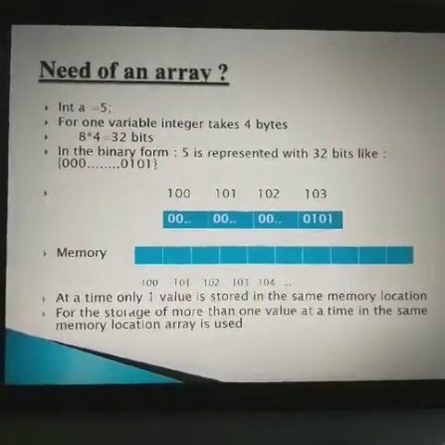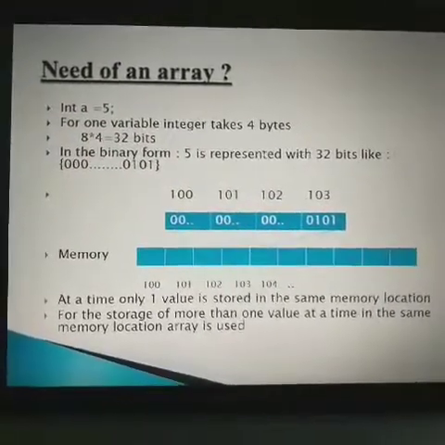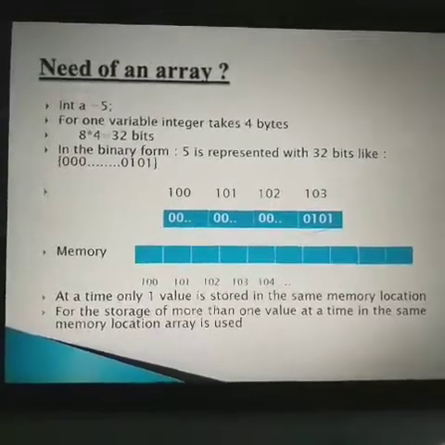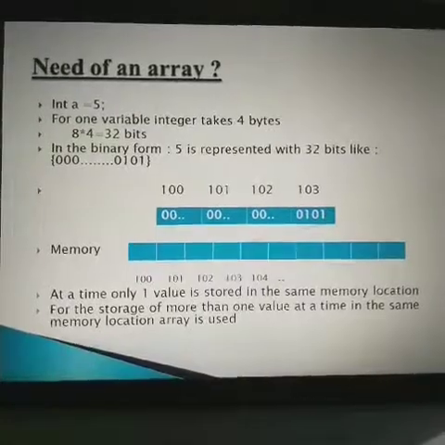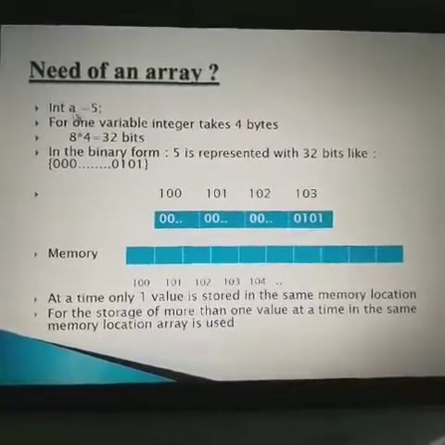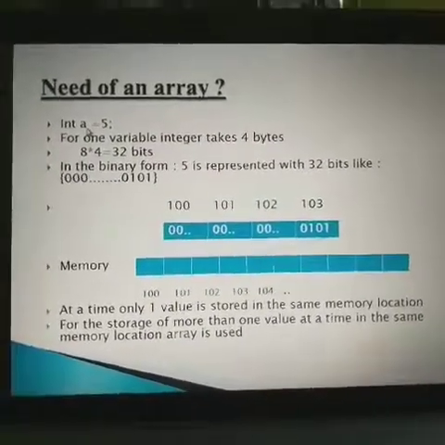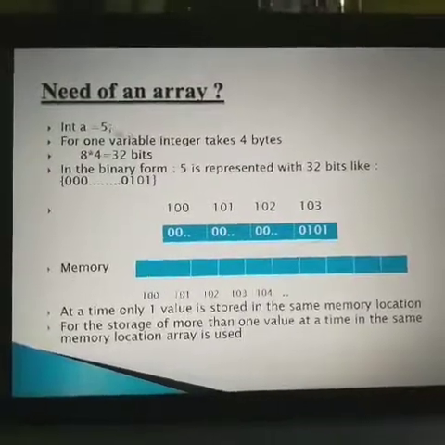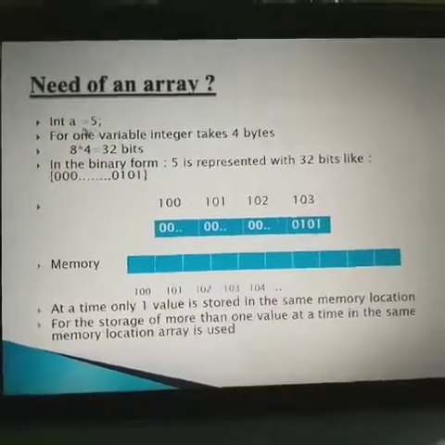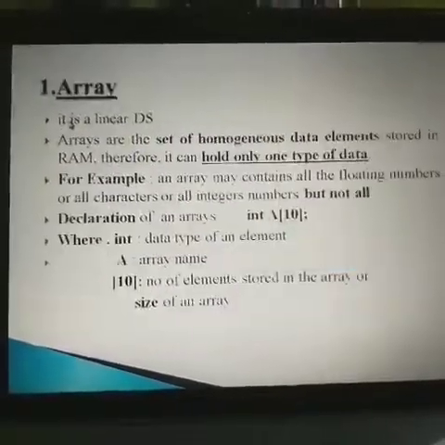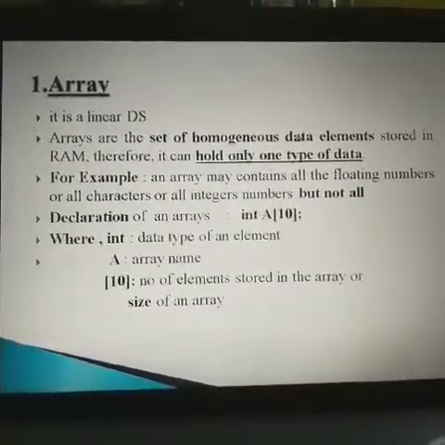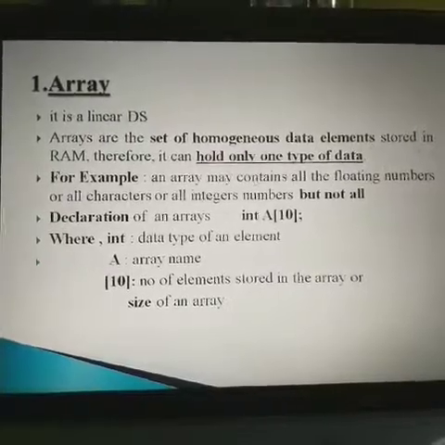For example, if we have a of integer type, then the value of a is changed to 7, again changed to 8, then we have total number of values 10, 5, 8, 7, 20, 30. So all these values are of integer type. This is the condition of array. This is the set of homogeneous data elements that are stored in the RAM.